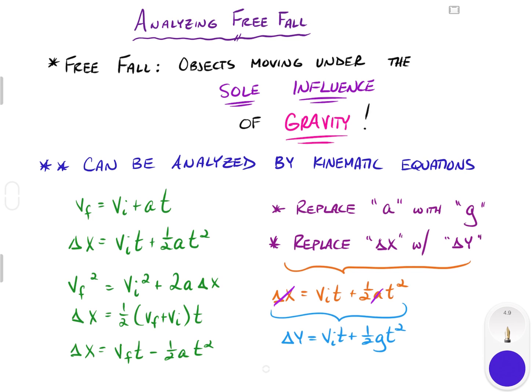And generally, you're going to replace delta x with delta y. So if we look at the equation down below, like we showed before, you could use that equation and simply replace the horizontal displacement with the vertical displacement. Instead of some acceleration that you calculate, we know that it's going to be negative 9.81.